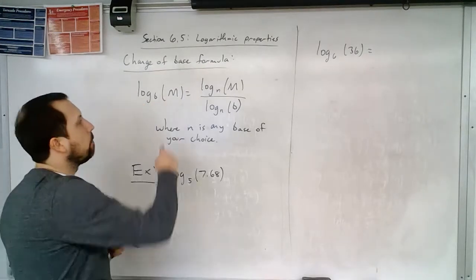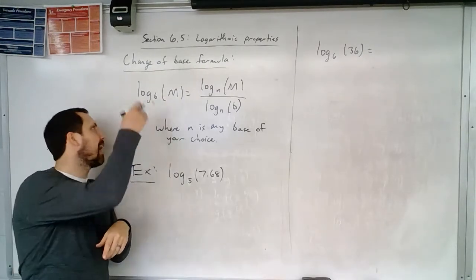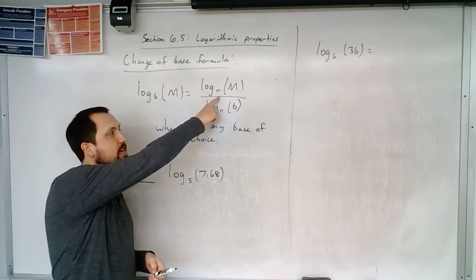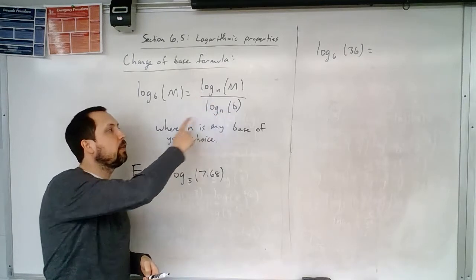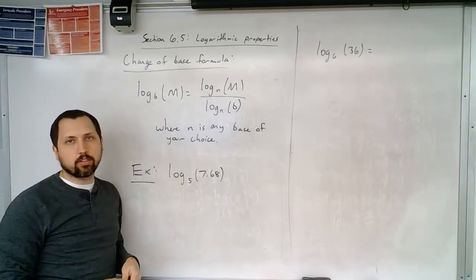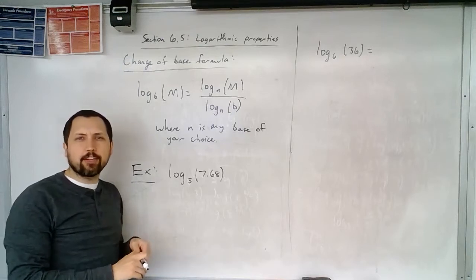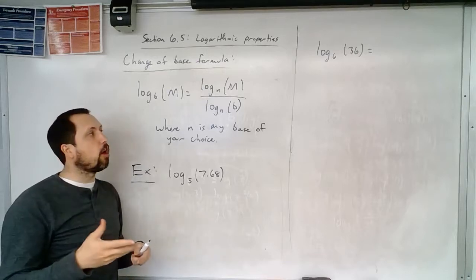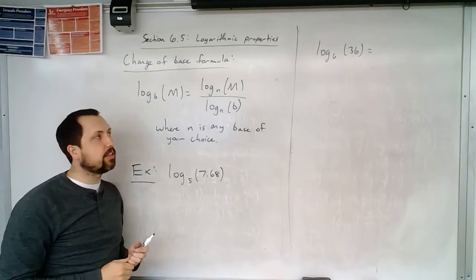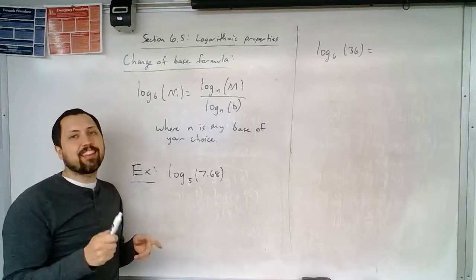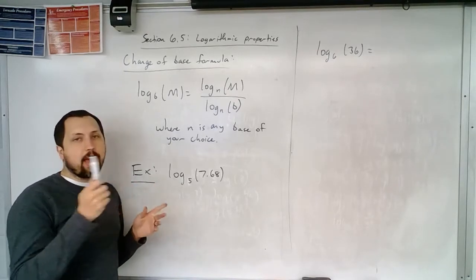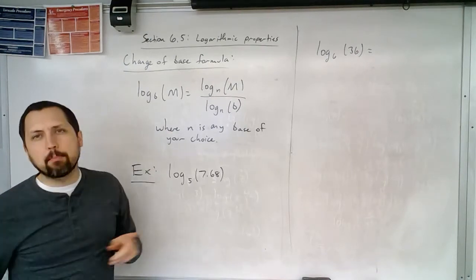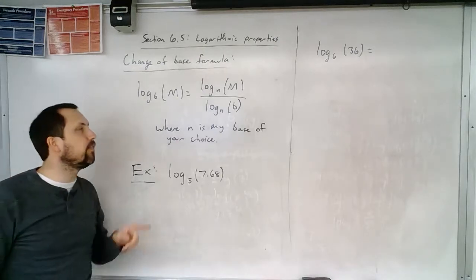So log base b of m. If I'm given any type of log with any base and anything on the inside, I can rewrite this as log base n of m divided by log base n of b, where n is any base of your choice. If you're trying to use your calculator, you're going to choose base 10 or base e, or basically log or natural log. Those are your go-to options. This will allow you to calculate anything with your calculator without having to do any weird change to exponent thing.